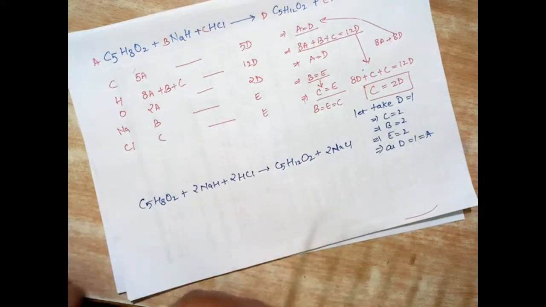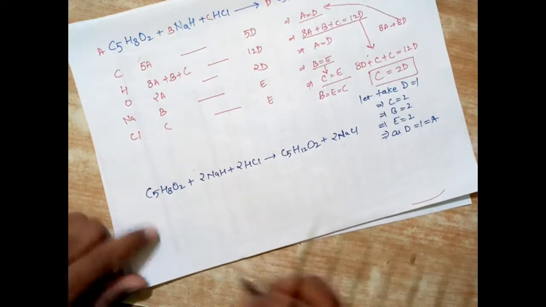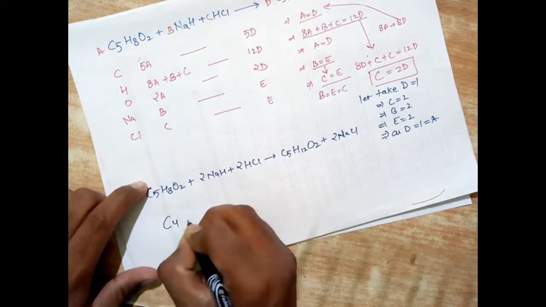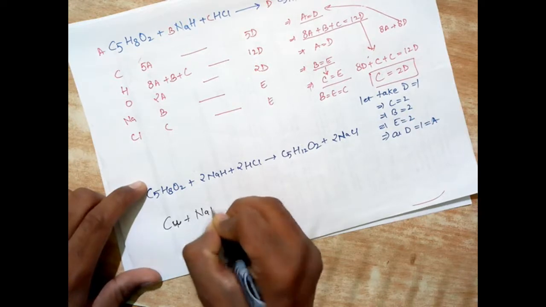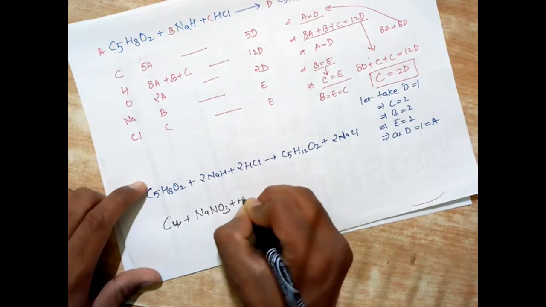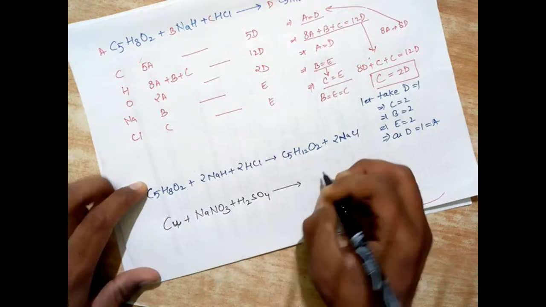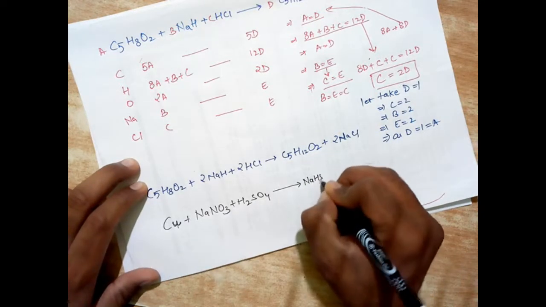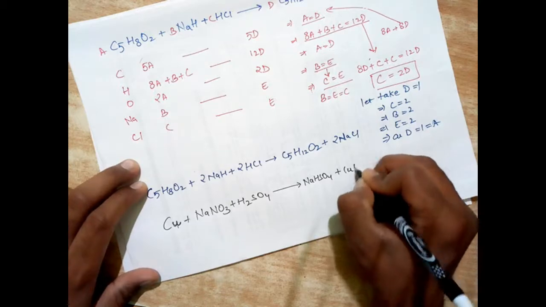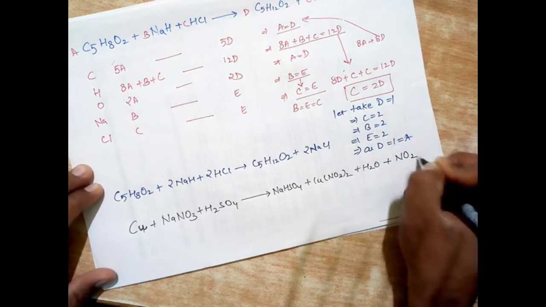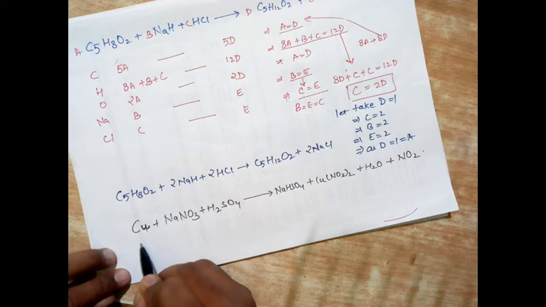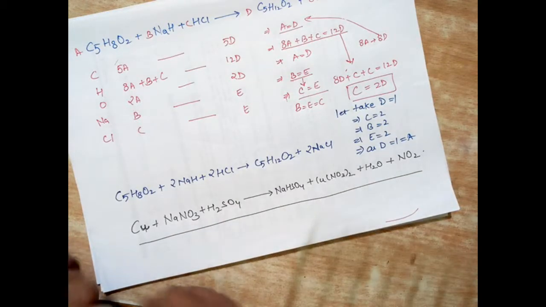So guys, here's a trick question which I need you guys to do and comment down below how you have done it. So here's the question. Cu, that's copper, plus NaNO3 plus H2SO4 is giving you NaHSO4 plus Cu(NO3)2 plus H2O plus NO2. So guys, I want you to solve this equation by this method and see if you are able to do this.